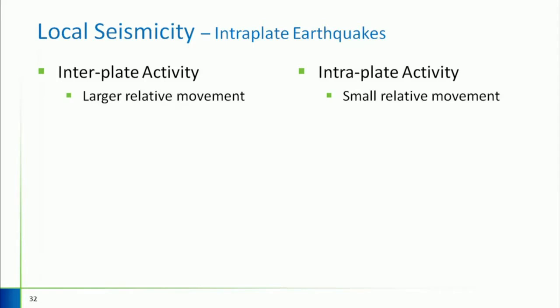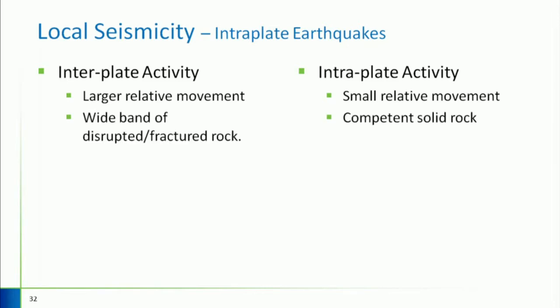So we call these interplate and intraplate. Charleston is an intraplate earthquake. So relative movement changes. On the interplate, it's so active that you got this wide distribution of fractures, and the waves have to cross over all of these fractures, and they lose energy a lot quicker.